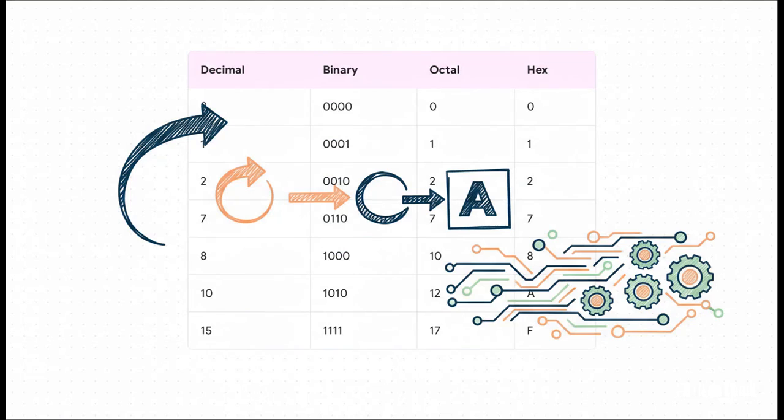This chart really helps it all click into place. Just look at how the same value is written in these different systems. Up to the number 7, everything looks pretty much the same, but look what happens at 8. Octal has to roll over and becomes 10. And then when we hit decimal 10, hexadecimal switches to letters and we see our first A. It's a great way to see these different languages side by side.